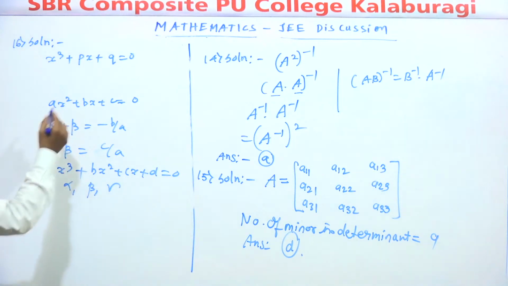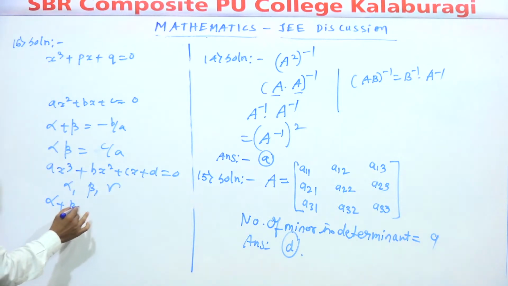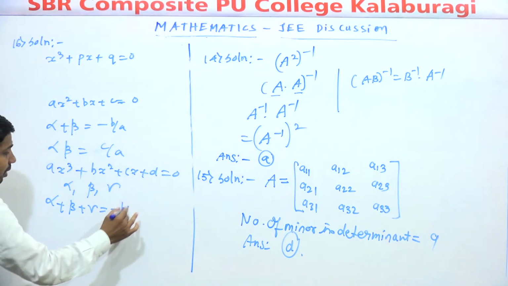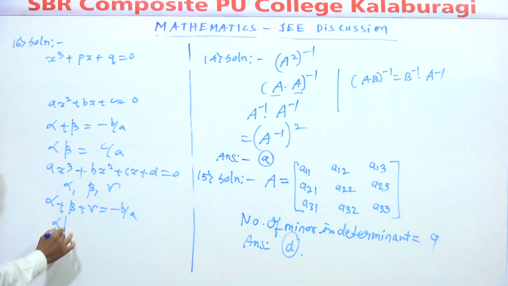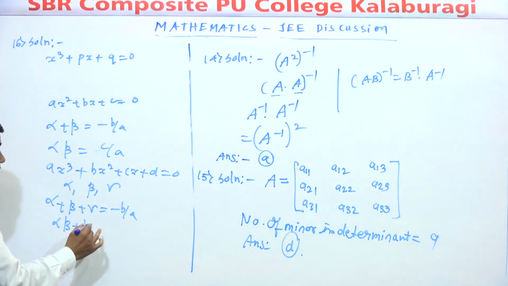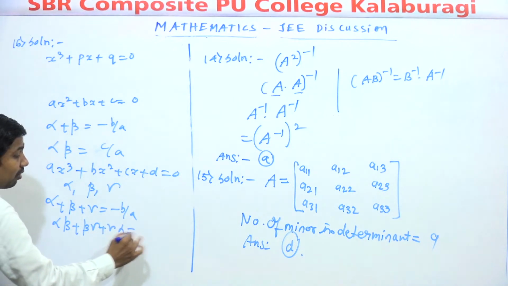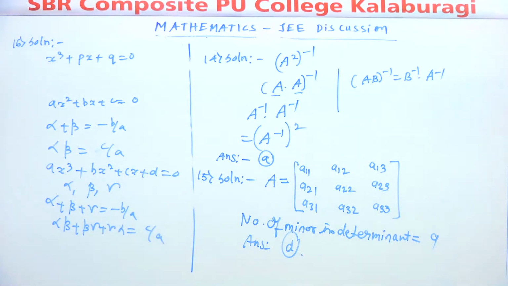Three roots are there, right? So the sum of the roots alpha plus beta plus gamma is given by minus b by a. The sum of the products of two roots, alpha beta plus beta gamma plus gamma alpha, is equal to c by a. This is the sum of the roots and the product of the roots.